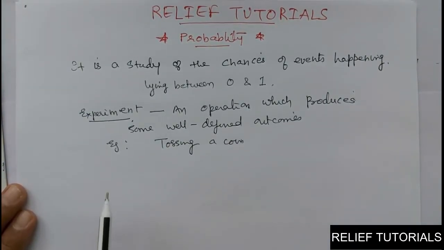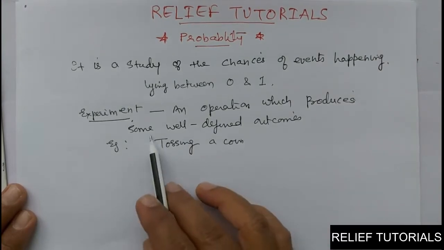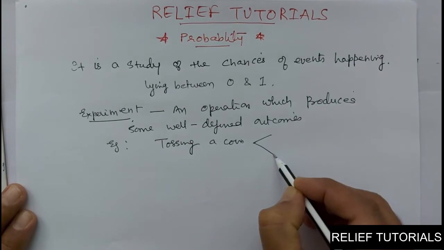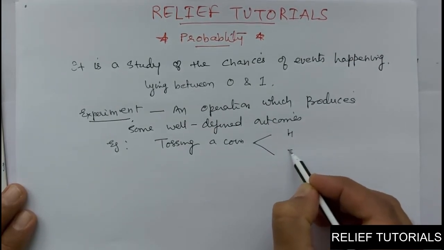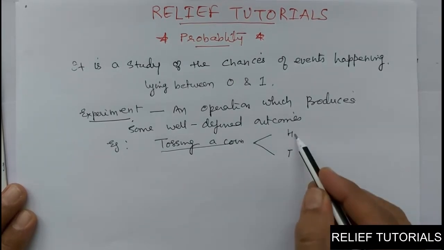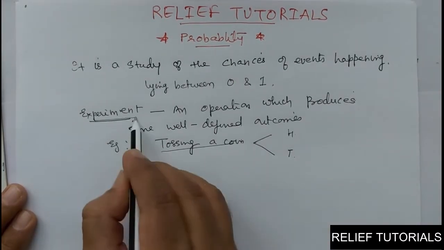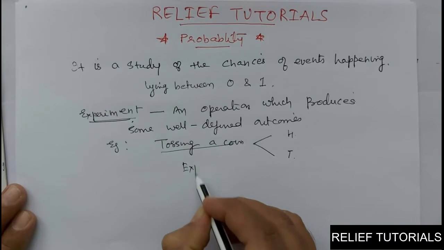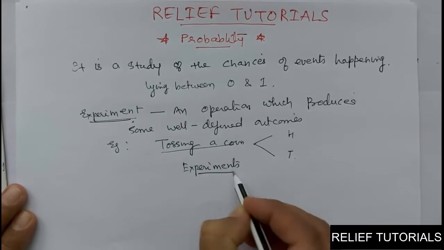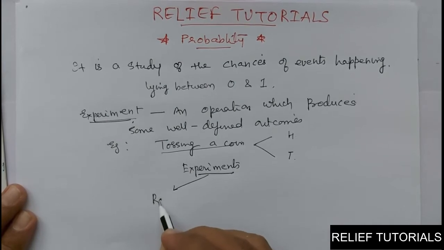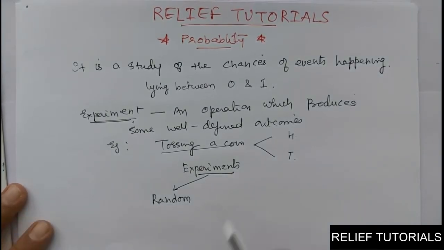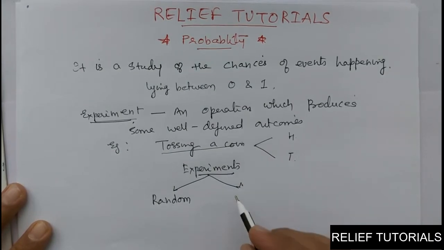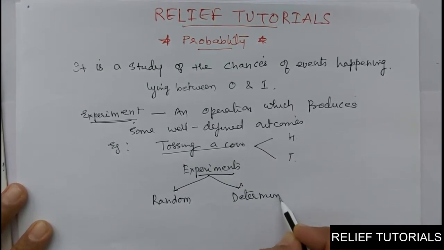If you toss a coin, that operation will produce some well-defined outcomes. That is, tossing a coin will produce two outcomes, that is, head and tail. So, this is an operation which produces well-defined outcomes. That is called an experiment. And experiments are of two types: one is random experiment, and the other is deterministic experiment. We will deal with only random experiment.